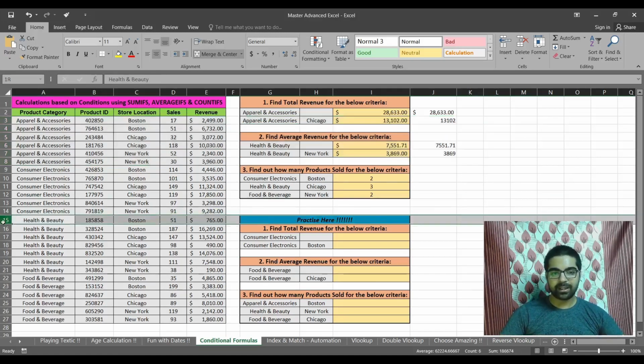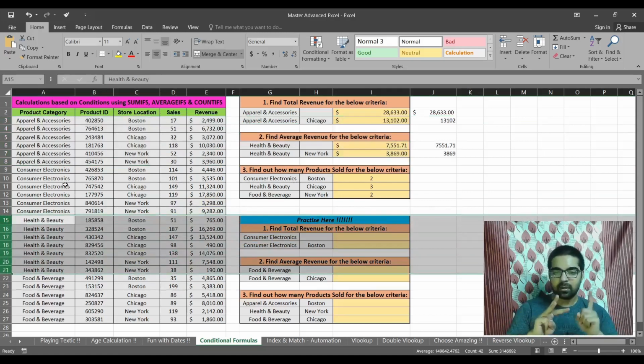If you see health and beauty, in that also 3 locations are there: Boston, Chicago and New York. For Boston, 2 different IDs are there. It means 2 products only got sold. One product 51 times, one product 180 times got sold. Okay, so you have to understand like this.